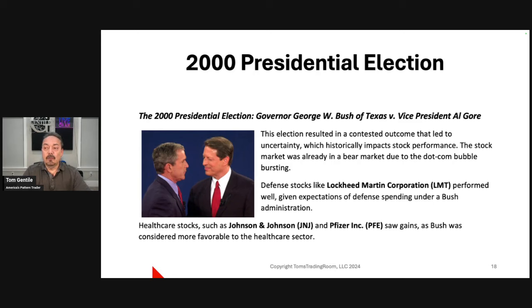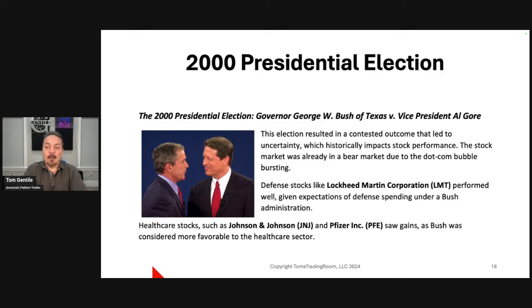Now, this was a really contested election. If you remember, the hanging chads of Florida decided the election. And we were coming off the bubble bursting in the dot-com era, and so I think that hurt Al Gore. Things were tilted slightly to the Republicans.